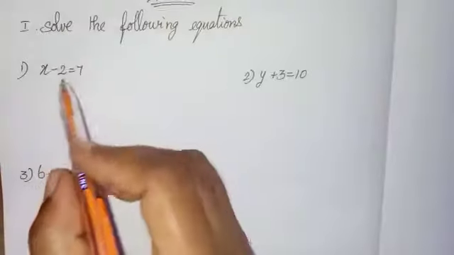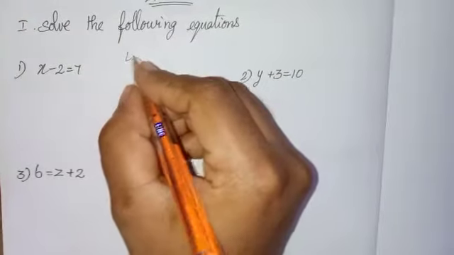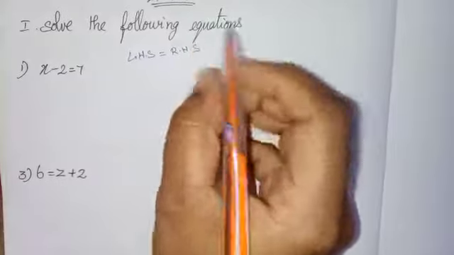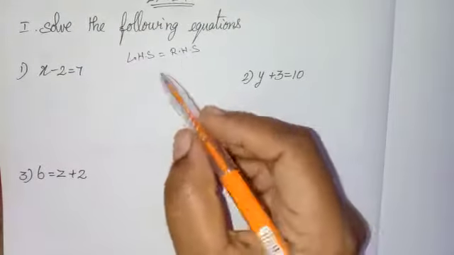LHS is equal to RHS, you have to find it. So before we go into this section, I want to recall for you: LHS is equal to RHS. So LHS is equal to RHS. So just remember your symbols.